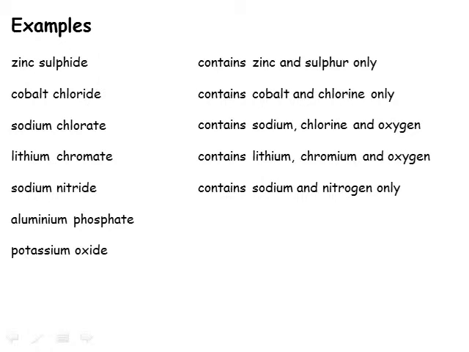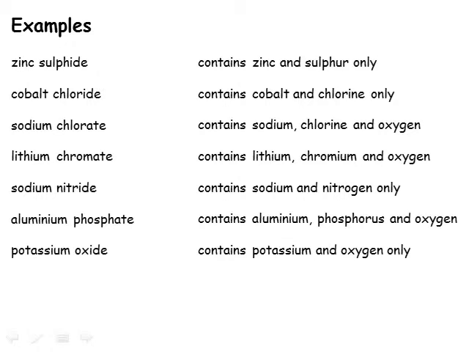Sodium nitride contains sodium and nitrogen atoms, whereas aluminium phosphate contains aluminium, phosphorus and oxygen atoms. Finally, we have potassium oxide. This contains potassium and oxygen, but there isn't a third type of atom present, so we use an "ide" ending rather than "ate", even though oxygen is present. The chemical formulae for these compounds show how the names correctly reflect the types of atom that are present. Don't worry about the numbers in these formulae, we'll look at what they mean a little later.